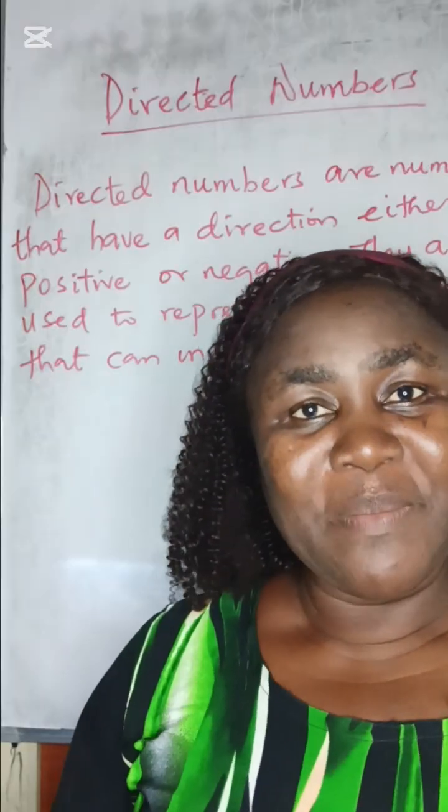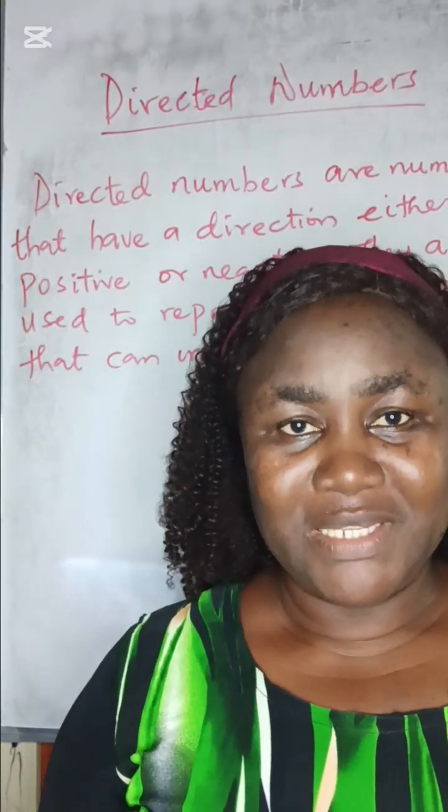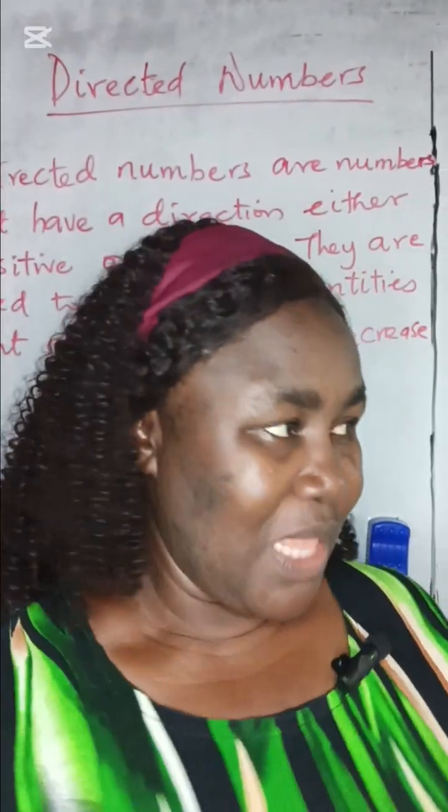Today we'll be discussing the second type of number, which is the integers. We say integers are numbers that range from negative infinity to positive infinity. What do I mean by that?